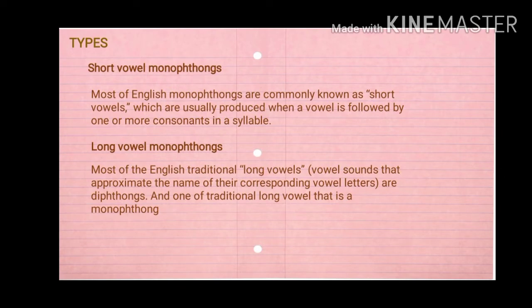I'm Vena Angelita. I want to explain about short vowel monophthongs. Most of English monophthongs are commonly known as short vowels, which are usually produced when a vowel is followed by one or more consonants in a syllable. Next is long vowel monophthongs. Most of the English traditional long vowels, vowel sounds that approximate the name of their corresponding vowel letters, are diphthongs, and one of traditional long vowel that is a monophthong.